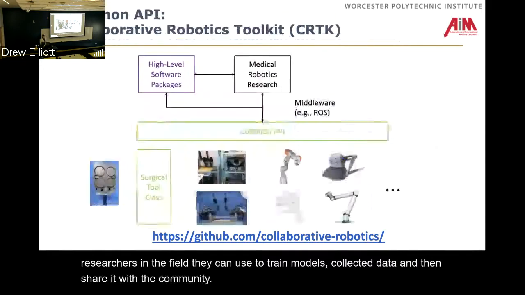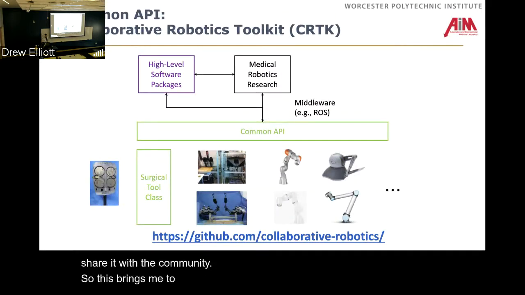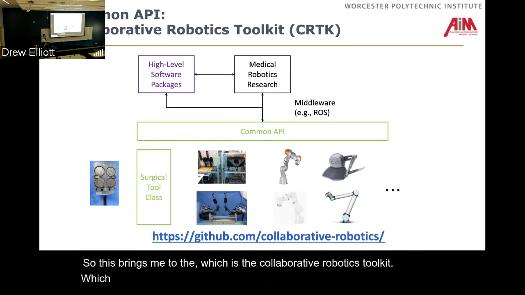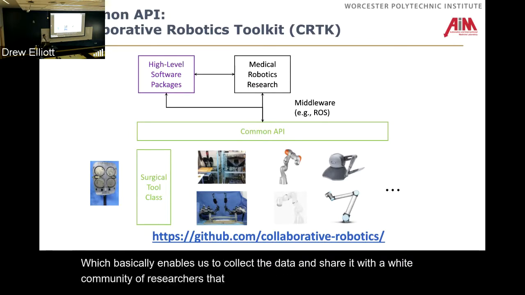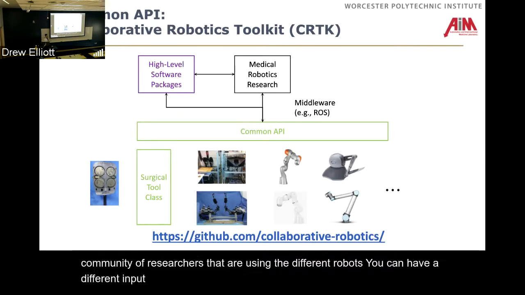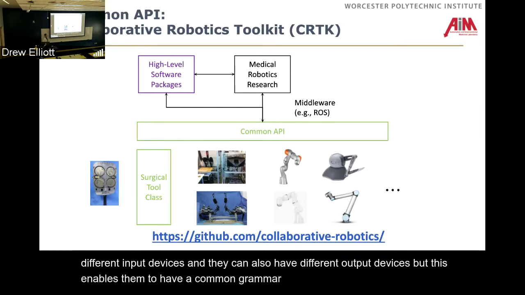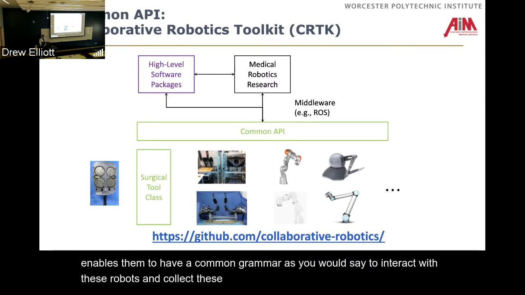So this brings me to the CRTK, which is the Collaborative Robotics Toolkit, which enables us to collect data and share it with a wide community of researchers that are using different robots. They can have different input devices, and they can also have output devices. But the CRTK enables them to have a common grammar, as you would say, to interact with these robots and collect this data for learning purposes.